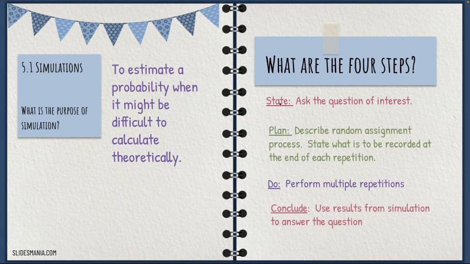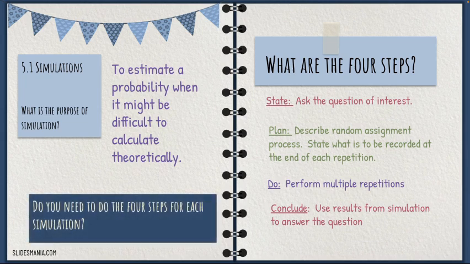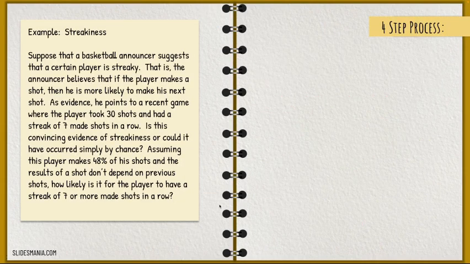So you go back to the original. These are the steps that you'll do each time that you do a simulation. You have to list them out. State, plan, do, conclude. 4 steps. And you must do all 4 steps. It says, do we need to do the 4 steps for each simulation? Yes, sure do. You want to get credit for it? Do them all 4.